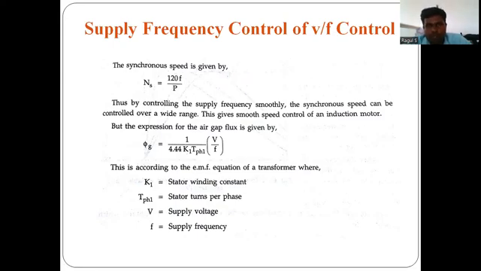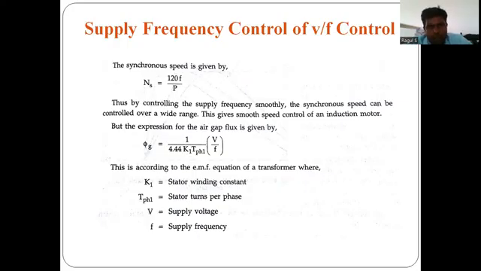The first method is supply frequency control, or V/f control. We know the synchronous speed Ns = 120f/P. By controlling the supply frequency smoothly, the synchronous speed can be controlled over a wide range. This gives smooth speed control of an induction motor.